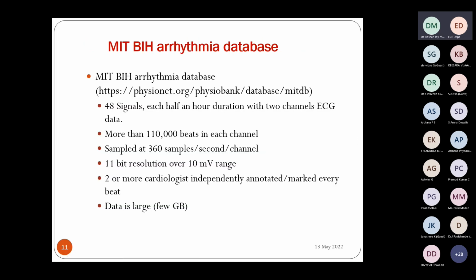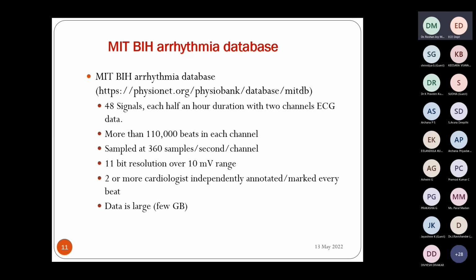Okay. So this is the database, the MIT-BIH arrhythmia database. I won't go much into it. There are 48 different signals in this database. Each signal is for half an hour duration, drawn from 24 hour recordings.